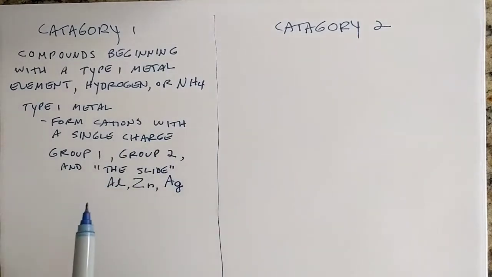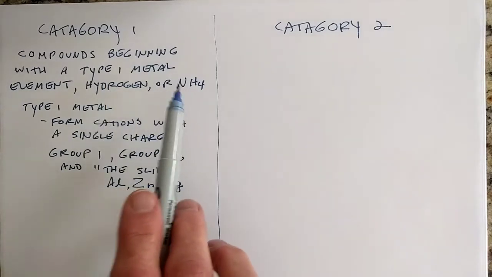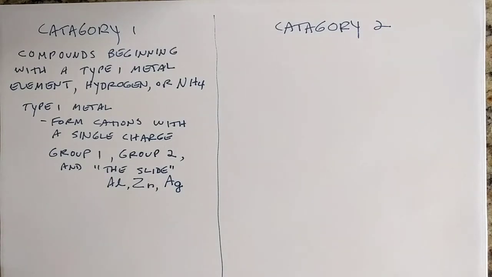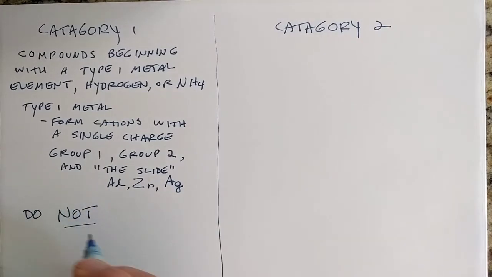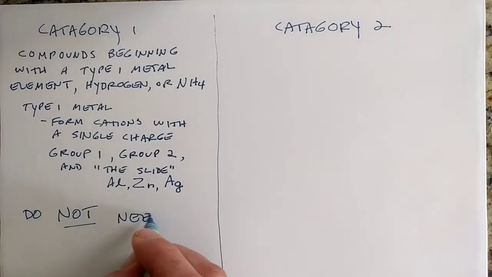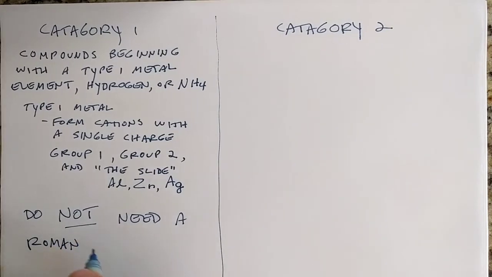So our category 1 has one of these metals at the beginning, or hydrogen at the front of the compound, or beginning with NH4. All right, so now for these category 1, this is the important thing. We do not need a Roman numeral in the name.